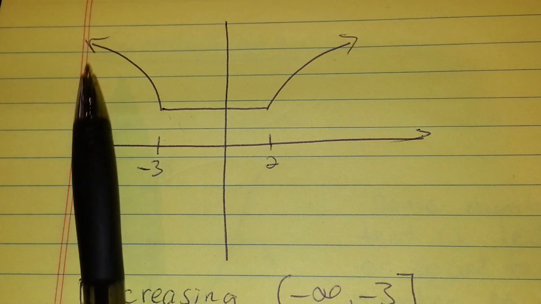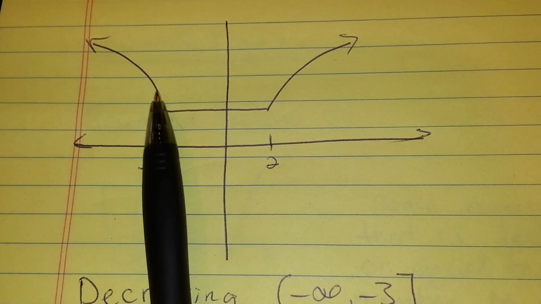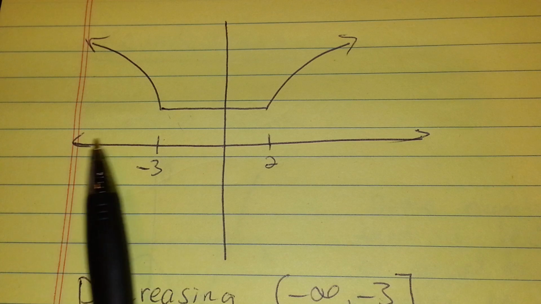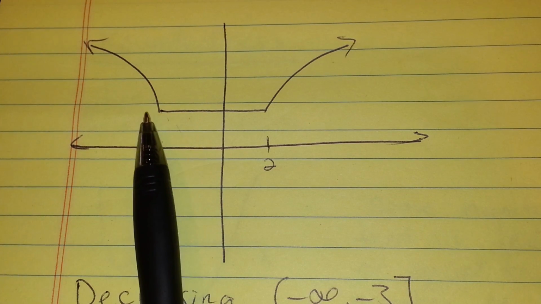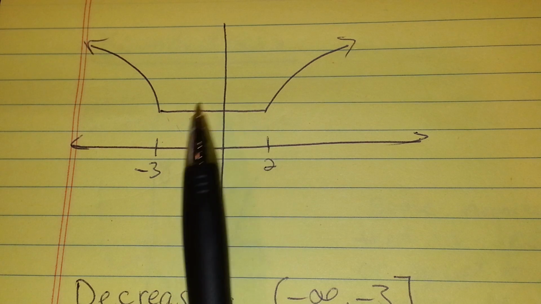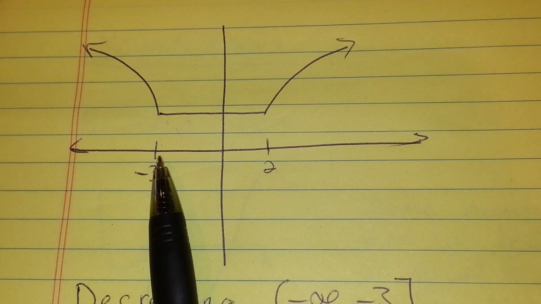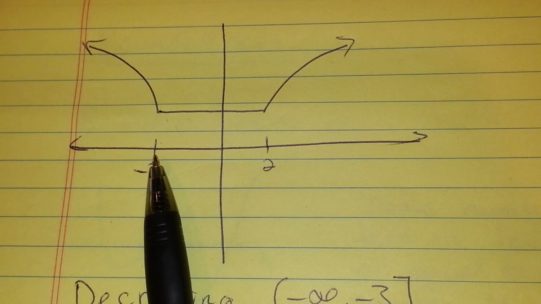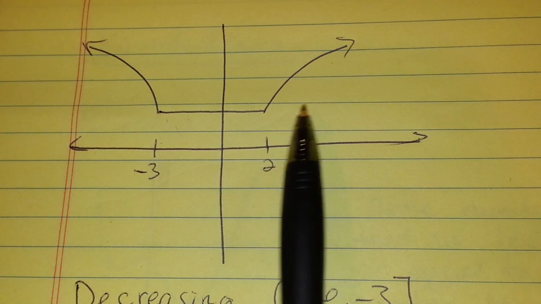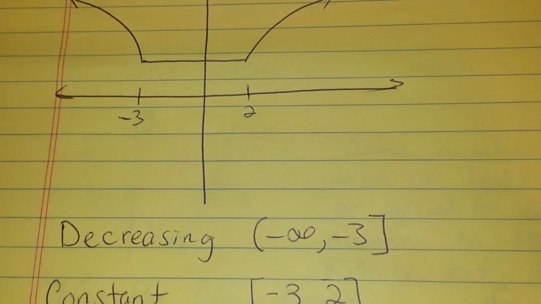So my y values are going down here, from where? On the x-axis, from -infinity to -3. It's constant on the x. My y values are constant there. How do I relay that information? By tracking it on the x-axis from -3 to 2, and so on.